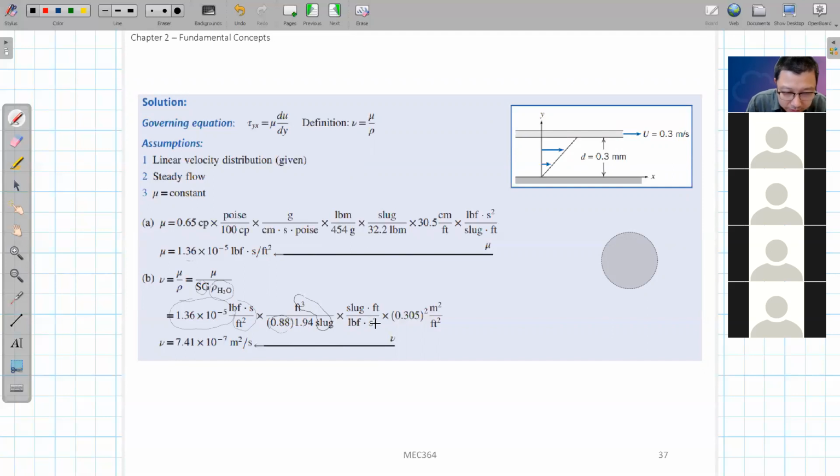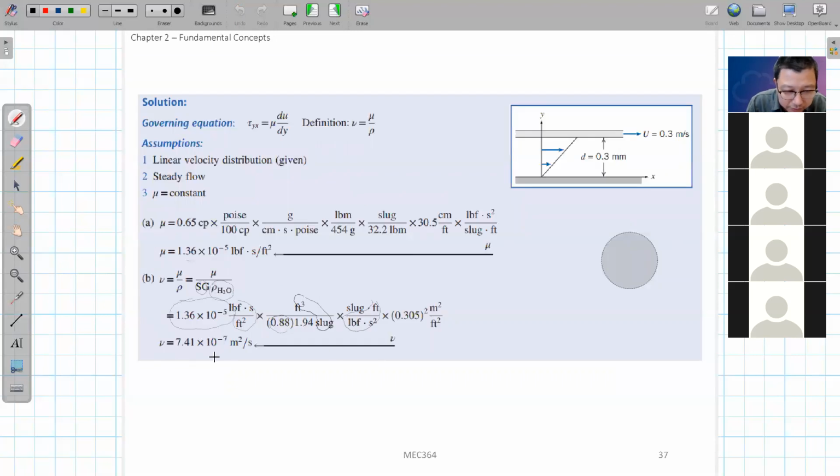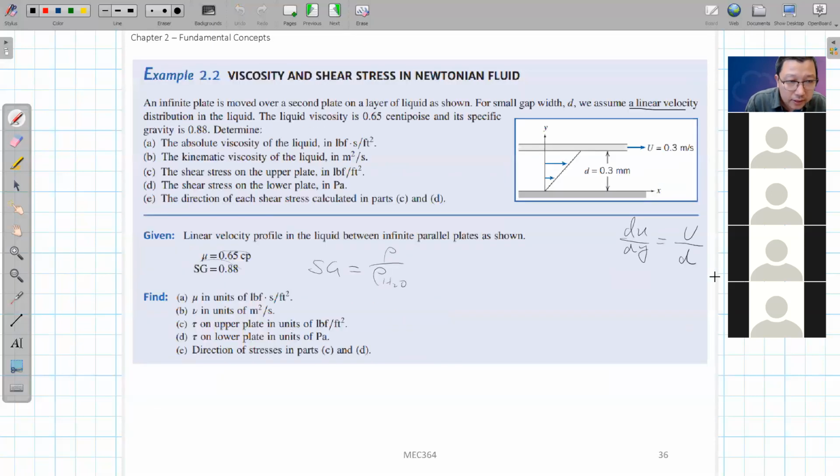Okay, so we change this slug to the mass in the EE system, and later at the end we also change the feet to meter, because we want the result in meters. By this way we cancel everything, and we get the new kinematic viscosity. Okay, it's also just a unit conversion. And then the first two questions are pretty simple. It's for the unit conversion.